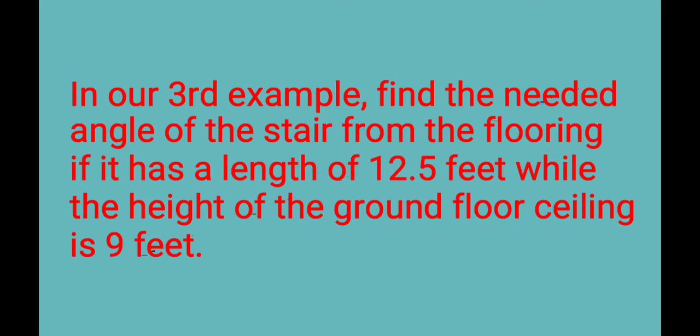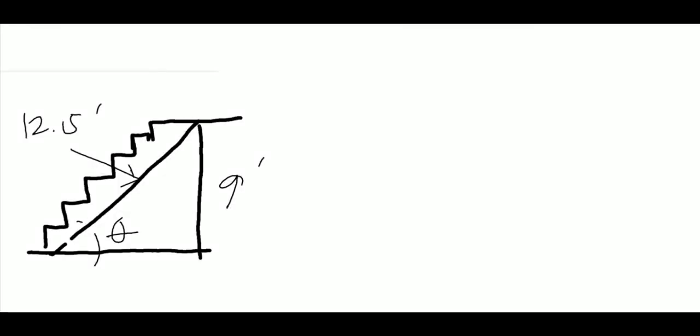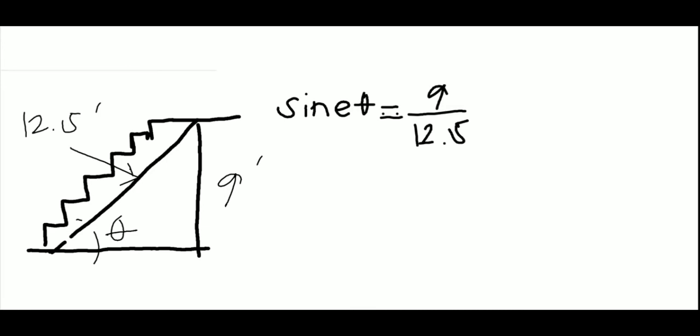In our third example, find the needed angle of the stair from the flooring if it has a length of 12.5 feet while the height of the ground floor ceiling is 9 feet. In the stair shown in the drawing, the height of the ceiling is 9 feet from the floor. From the base of the stair to the ceiling, the length is 12.5 feet. Thus, the equation will be sine theta is equal to 9 feet over 12.5 feet.